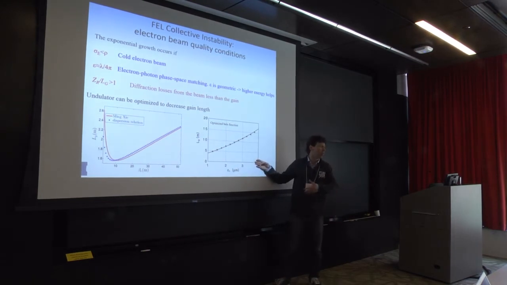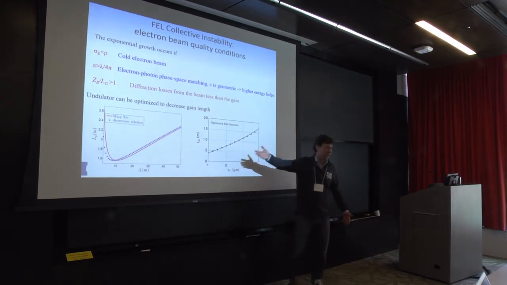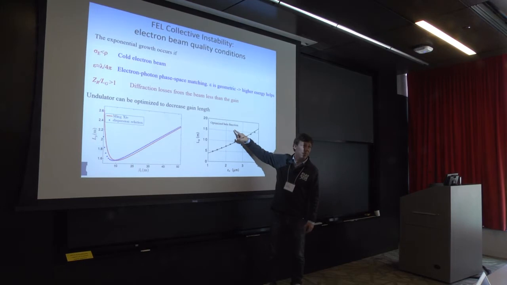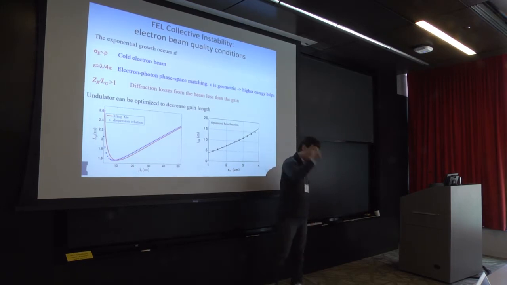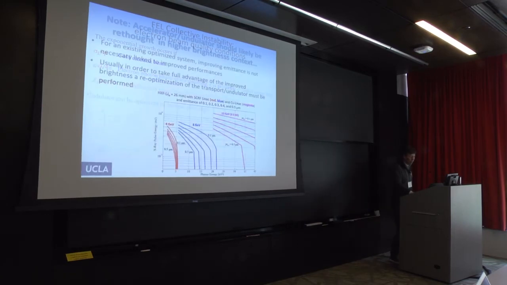And they say, of course we want to improve the emittance, because by improving the emittance the system will perform better. It will have a shorter gain length. But the caveat here is that this is an optimized beta function. So every time you improve the emittance, in order to take full advantage of the better beam brightness, you have to change your focusing. You have to optimize your focusing in order to improve the actual performance.